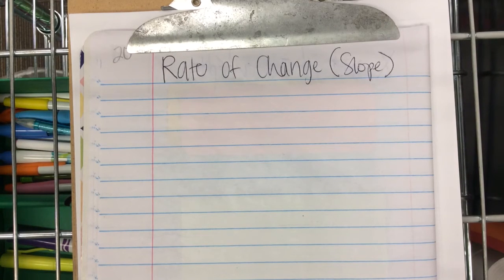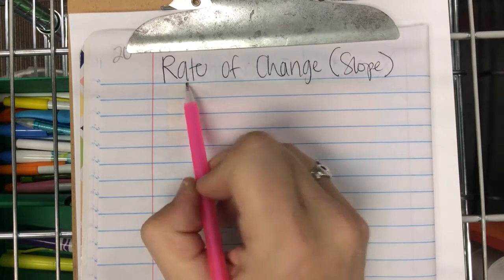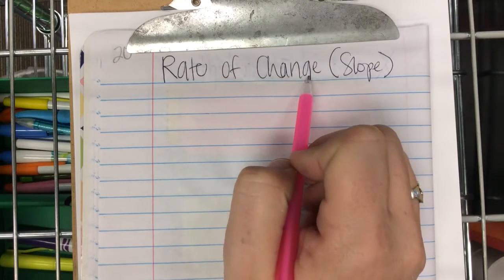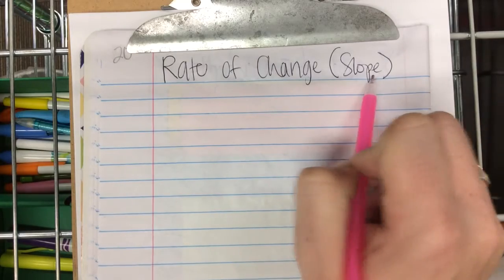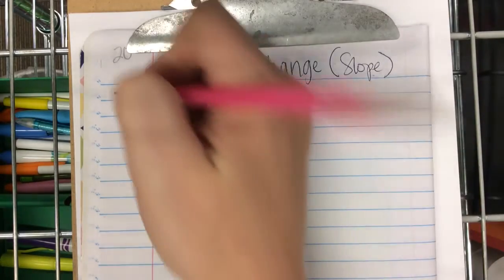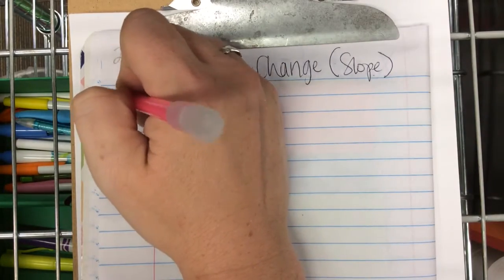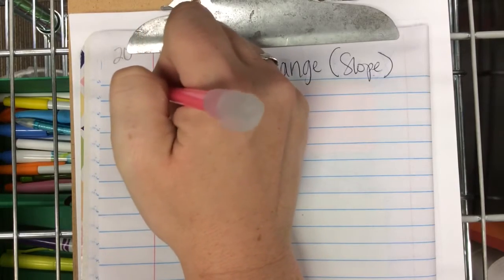It doesn't necessarily need to be defined. Rate of change is the rate at which something changes. If it's constant, it's called slope. So we're going to start with slope.